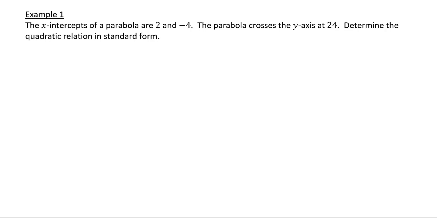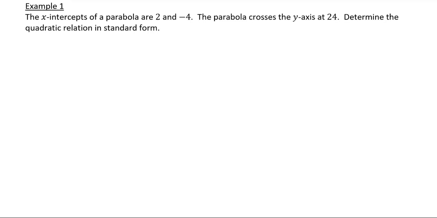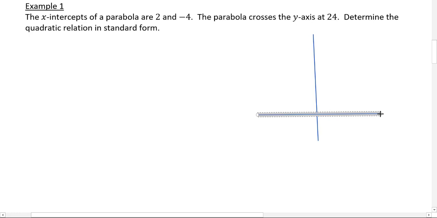So for this, I like to start with a picture. So let's start by adding the axes. So there's our y-axis. There's our x-axis. Next, let's sketch this graph. So we have a 0 at negative 4. We have a 0 at 2. So let's put those in. So the x-intercepts are the zeros. We have a point at 0 and 24, where it crosses the y-axis.